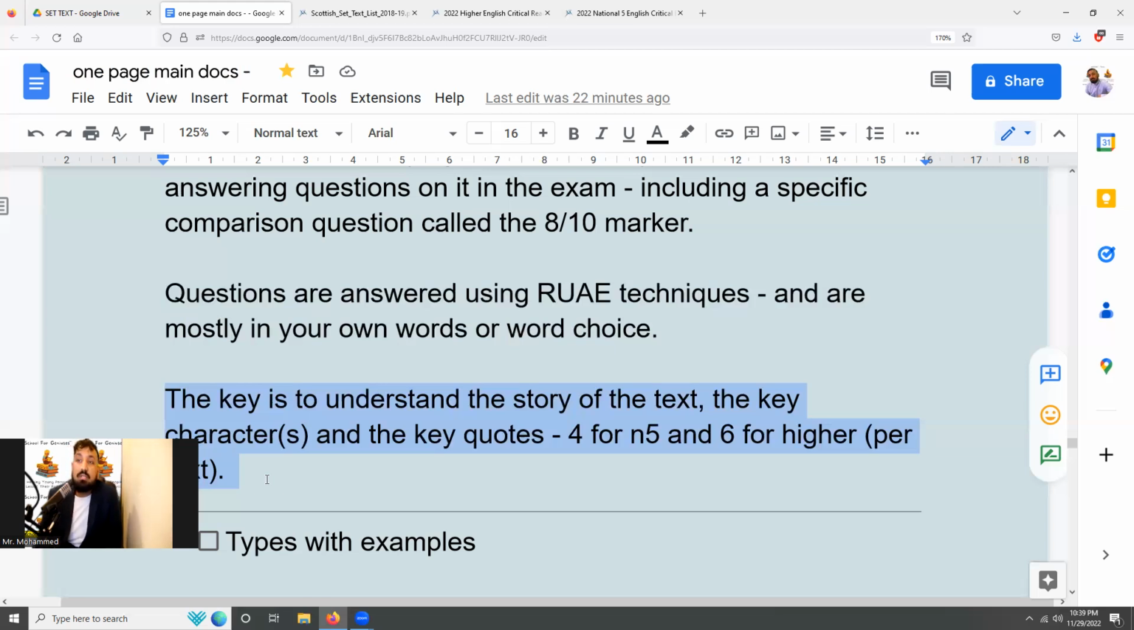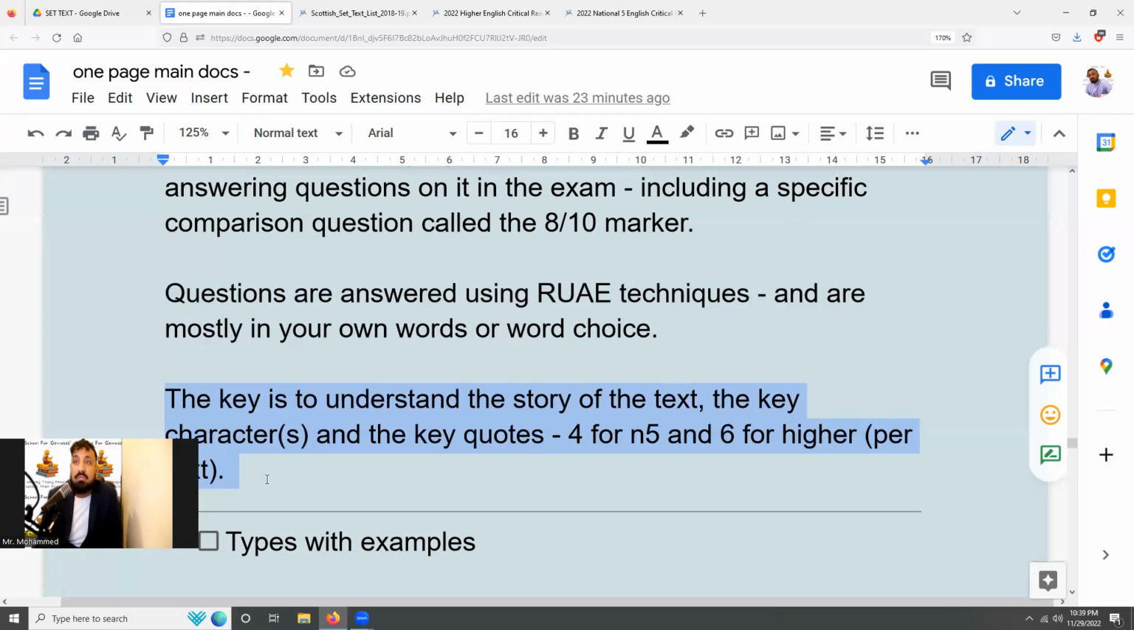Then you need to understand, memorize and analyze a number of key quotes for your text. At Nat 5, you need to memorize 4 quotes from your text. If you're doing a poem, you need to memorize 4 from each poem. And if you're doing Higher, you need to memorize 6. This is for the 10-mark or the 8-mark question, which comes at the end of the exam.